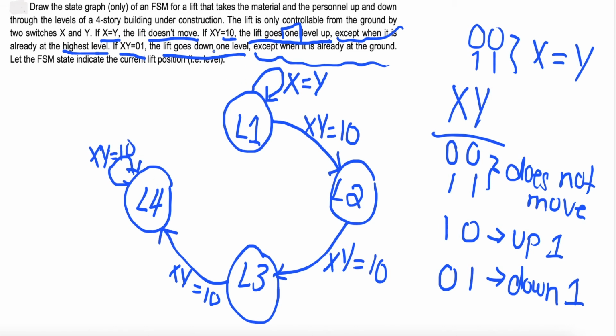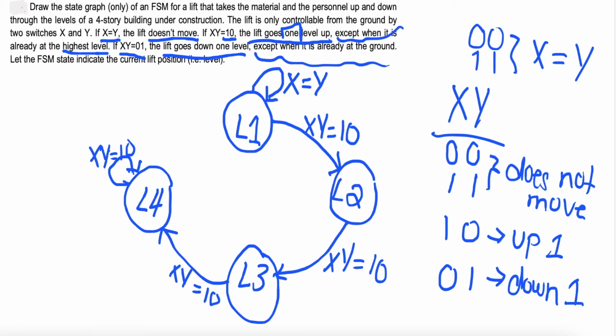Because if you can see here, if xy is equal to 1, 0, the lift goes one level up, except when it is already at the highest level. It does not specify that it comes back down, so we don't have to go back one level, and it doesn't go up, so we can just assume that it stays at the same level, which is level 4, which is the highest level for xy equals 1, 0.